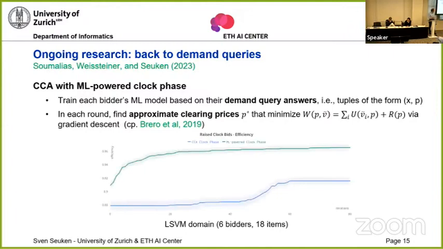And here we see in this chart that with our approach, we can, after very few rounds in a domain called LSVM, achieve efficiency around 96% after roughly 20 rounds, while the CCA is at that point still around 88%, and later it plateaus around 91%. So this is just after the clock phase without the supplementary round.